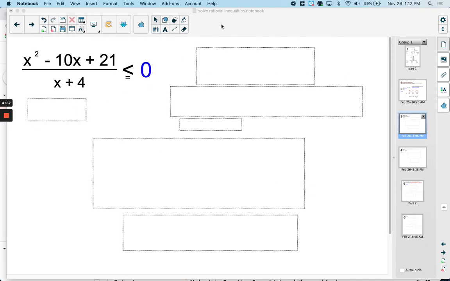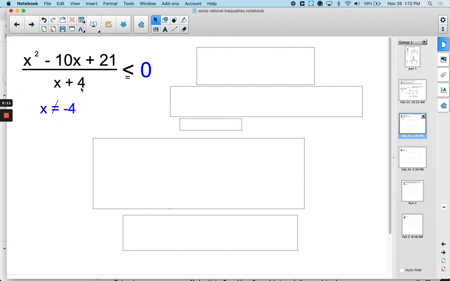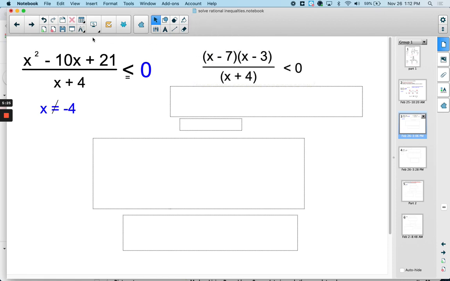This third inequality is a little more complicated and involves one more step. If we have a polynomial over a polynomial, many times you'll have to factor the polynomial in order to solve totally. The first thing, denominator can't be zero. So we're eliminating negative 4 from our possible solutions. And since it says less than or equal to 0, it's negative as well as equal to 0. So we can factor the numerator. So now we have x minus 7 times x minus 3 over x plus 4. The solutions for the x-intercepts, or the solution to the numerator, would be 7 and 3.